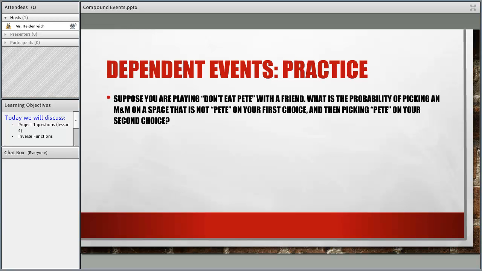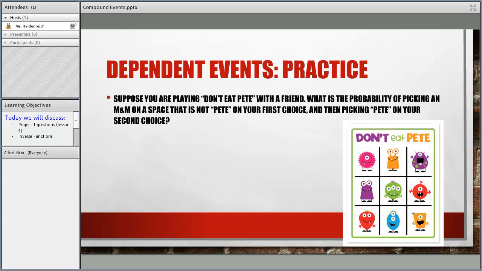Okay, so here is an example that I have for you. It involves the game Don't Eat Pete. I think I have a picture here. Suppose that you're playing Don't Eat Pete with a friend. What is the probability of picking an M&M on a space that is not Pete on your first choice, and then picking Pete on your second choice? Remember, there's going to be M&Ms on all of them.